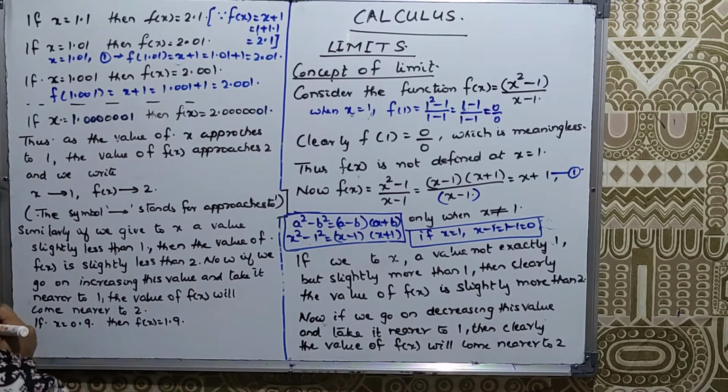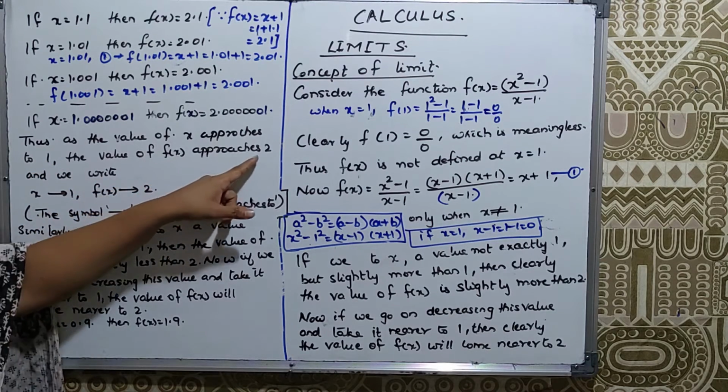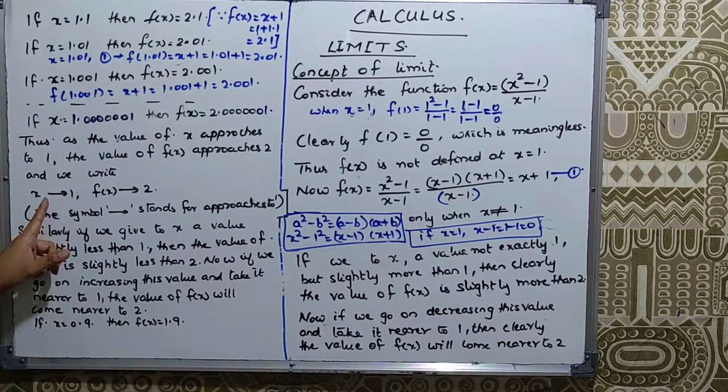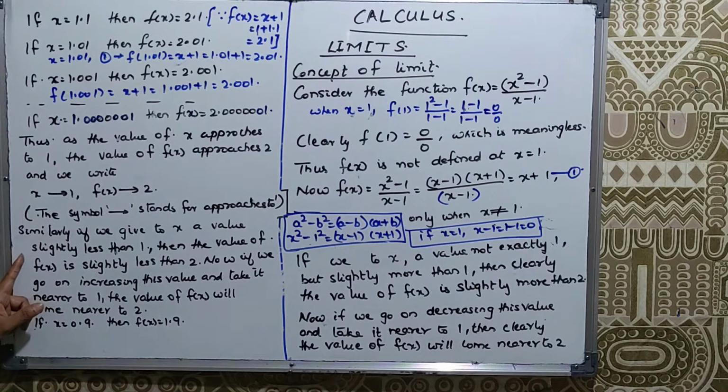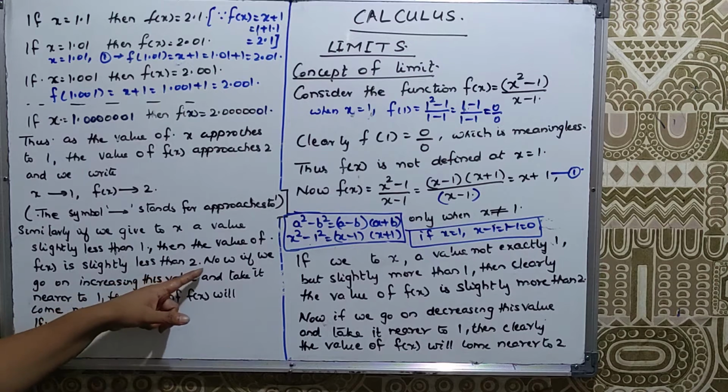Now here next one, thus as the value of x approaches 1, the value of f of x approaches 2. So when x is approaching 1, f of x is approaching 2. So we'll say that when x tends to 1, f of x tends to 2 also, or approaches 2. Similarly, if we give x a value slightly less than 1, then the value of f of x will be slightly less than 2.